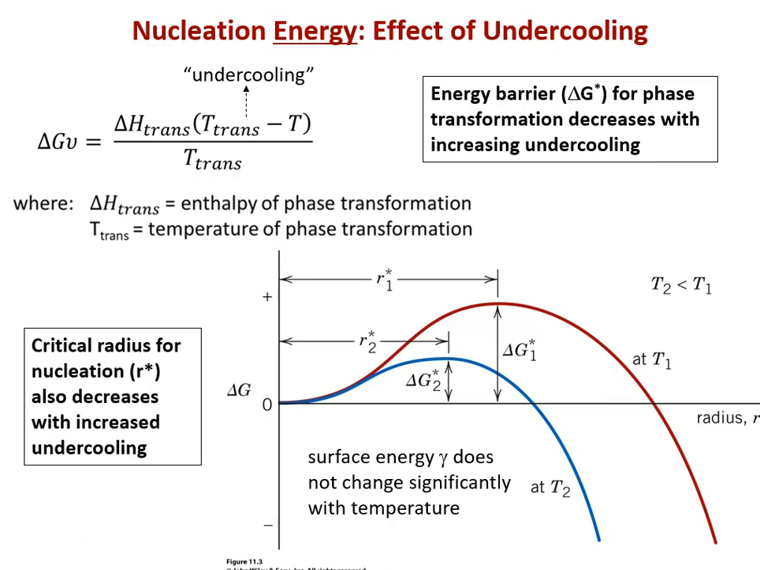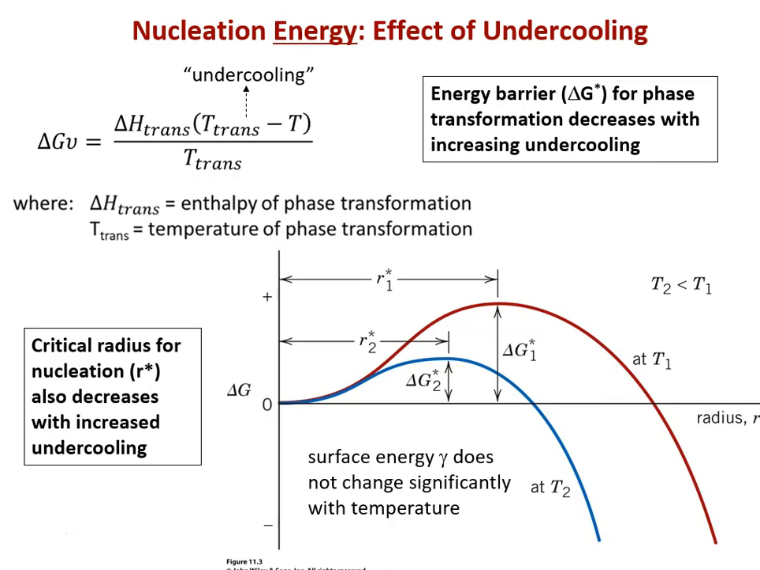More undercooling, more drive. And so you can see that as a function of the radius of the particle, looking at the red curve at T1, a little bit of undercooling, you have to get a much bigger particle to get to the maximum, and you have a much higher energy barrier to overcome, corresponding to that delta G1 star. If you give a lot of undercooling or a lot of strain energy or other volumetric drive for the transformation, you lower the barrier and you shift over to a smaller radius for stability.